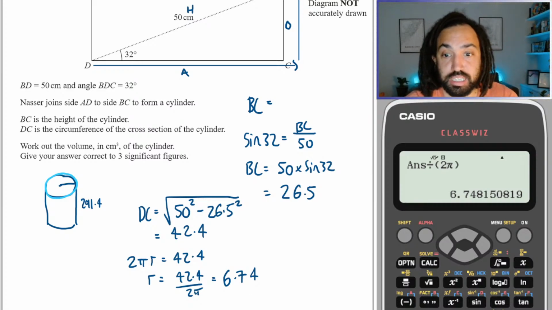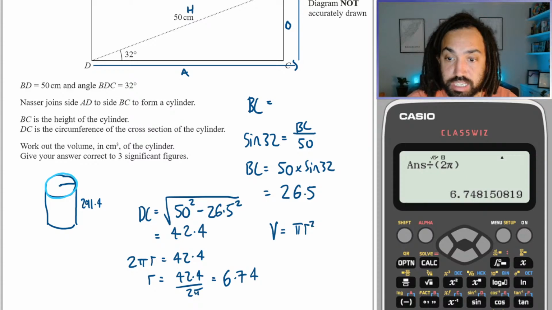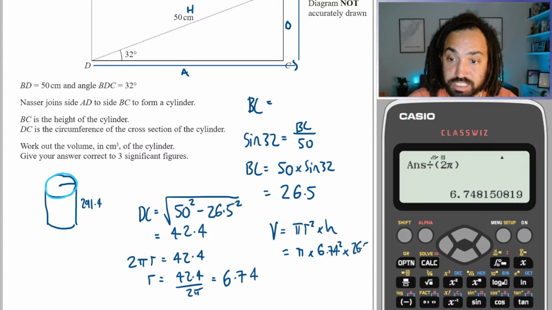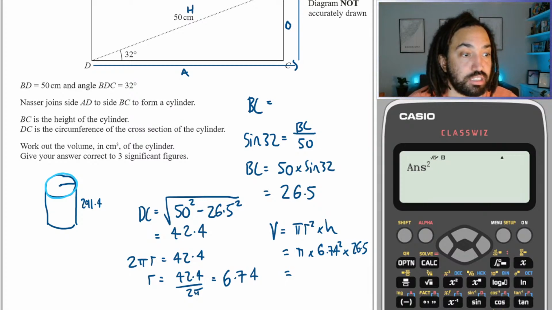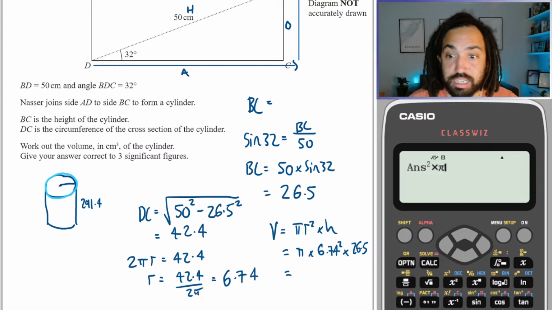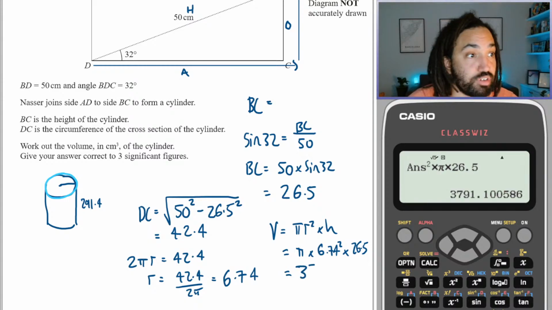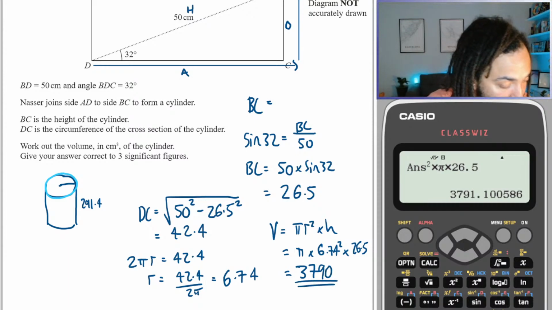Once we've got that, we could then work out the volume by doing pi r squared times by the height. And we know the height is BC, which is 26.5. Okay, lovely. So what I'm going to do is square that, times it by pi, and times it by 26.5. Okay, and I get 3790 to 3 significant figures.